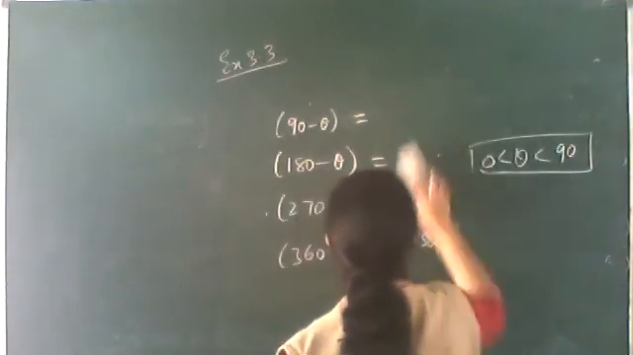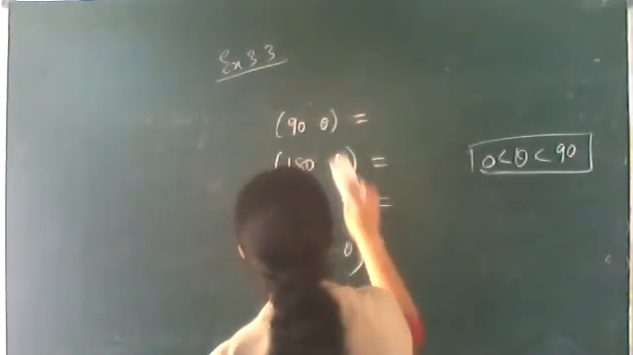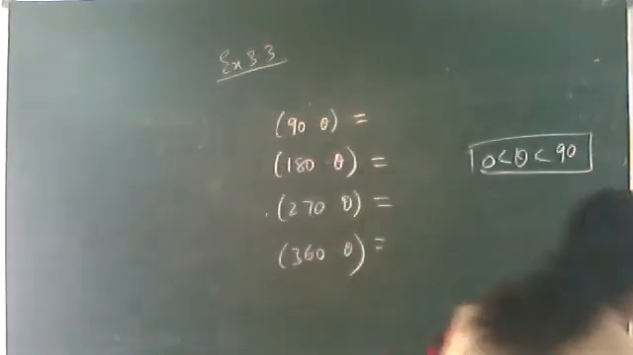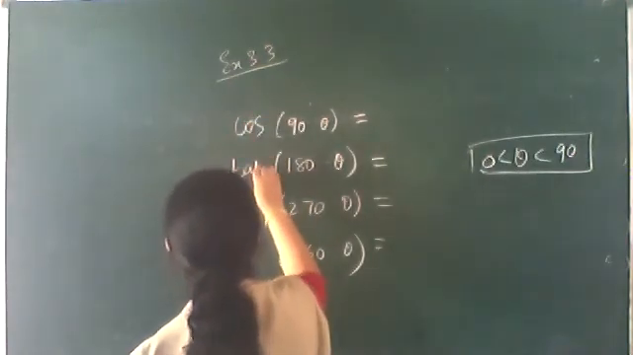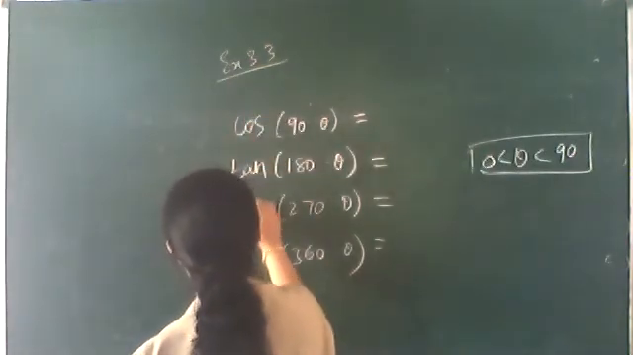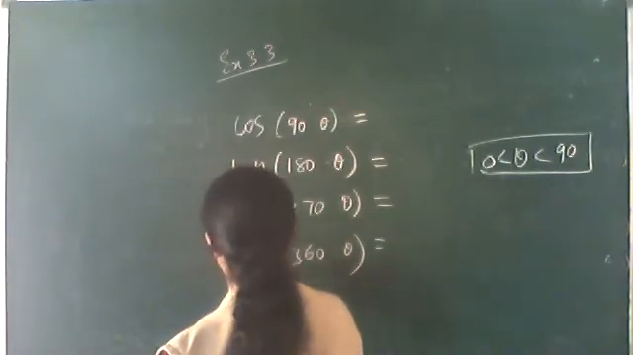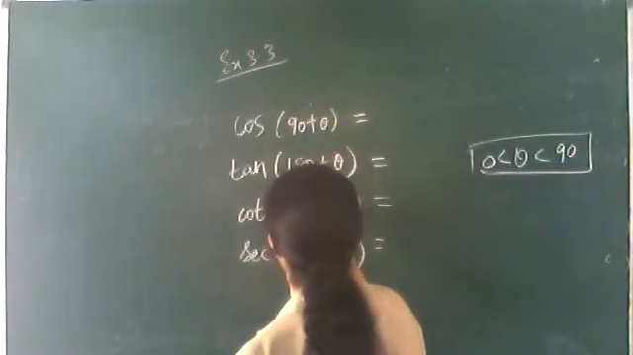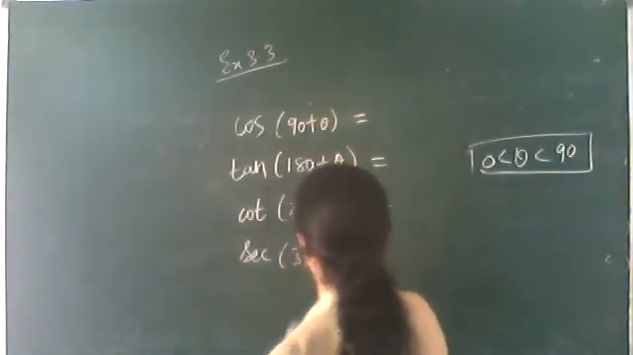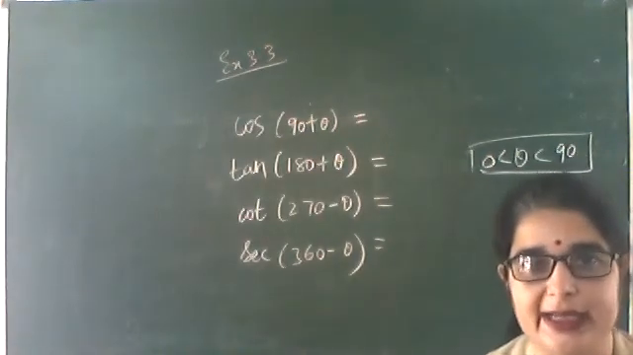Now, same thing I will ask for plus theta. Instead of minus, I will ask for plus theta. So you will have cos of, tan of, cot of, sec of. Now I have changed the questions. It is plus theta, minus theta, minus theta. Now let me know the first answer, who will tell? Cos 90 plus theta.